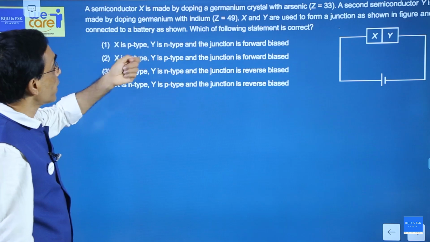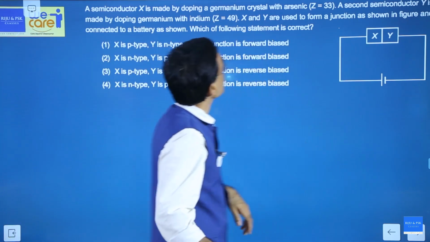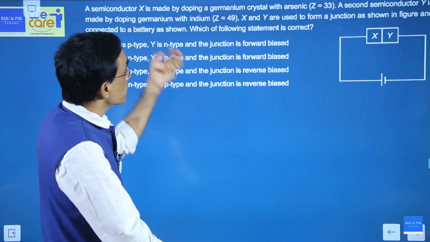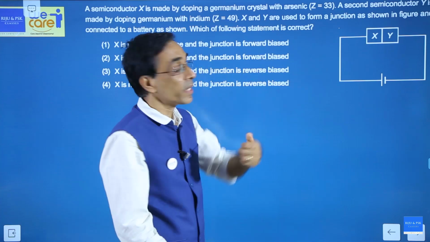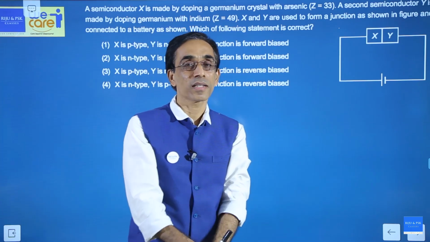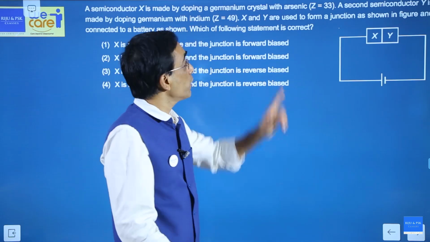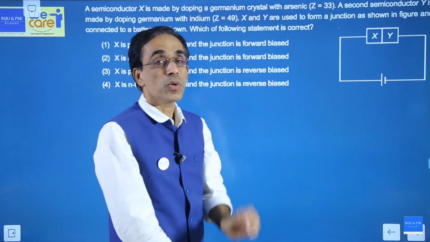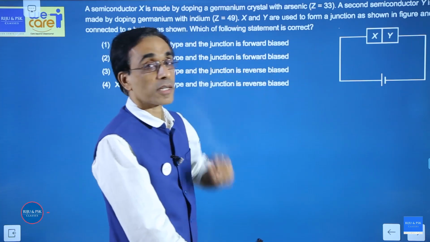A semiconductor X, you can see X and Y are semiconductors connected to a battery. Semiconductor X is made by doping a germanium crystal. This is basically a germanium crystal, but it is doped by arsenic. You studied this, arsenic. Arsenic is a pentavalent atom, an impurity atom. If you dope germanium or silicon with arsenic, you get an N-type semiconductor. So X is an N-type semiconductor.